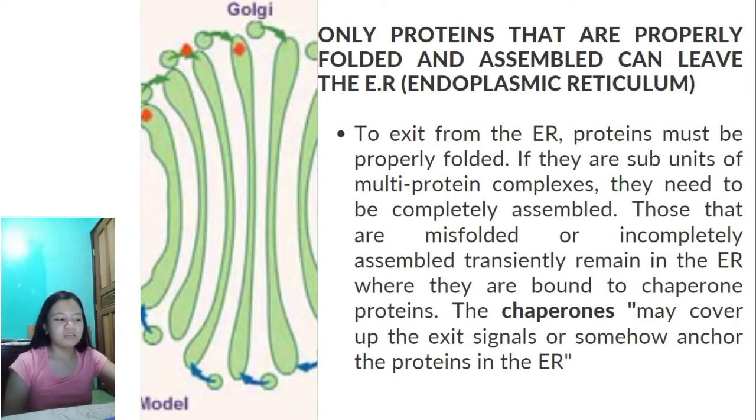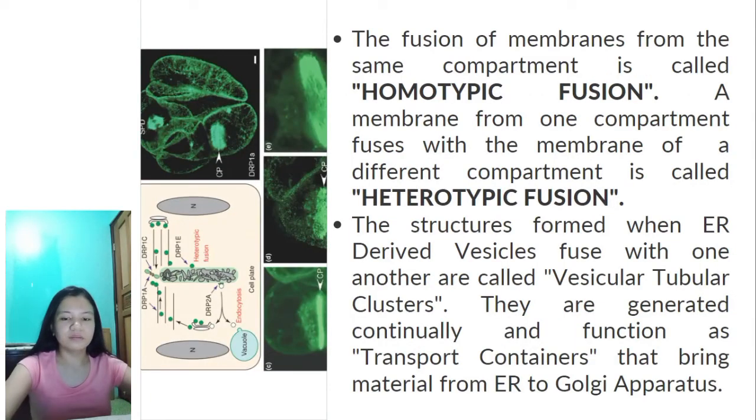So, after yung mga transport vesicles mabud na galing sa mga ER exit sites, ang mangyayari dyan, magsha-shed ulit sila ng coat nila and then after nila mag-shed ng coat nila, doon na sila ulit magsisimula mag-fuse with one another. The fusion of membranes from the same compartment is called homotypic fusion. A membrane from one compartment fuses with the membrane of a different compartment is called heterotypic fusion.